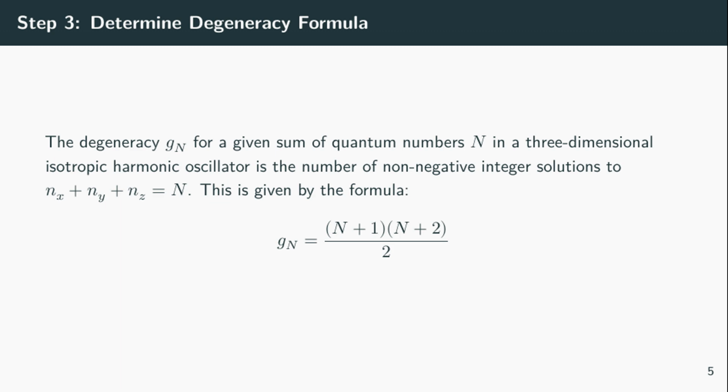The degeneracy, often denoted as G sub n, for a given sum of quantum numbers n in a three-dimensional isotropic harmonic oscillator, is the number of different sets of non-negative integers nx, ny and nz that add up to n. There's a handy formula for this. G sub n is equal to (n + 1) times (n + 2), divided by 2.